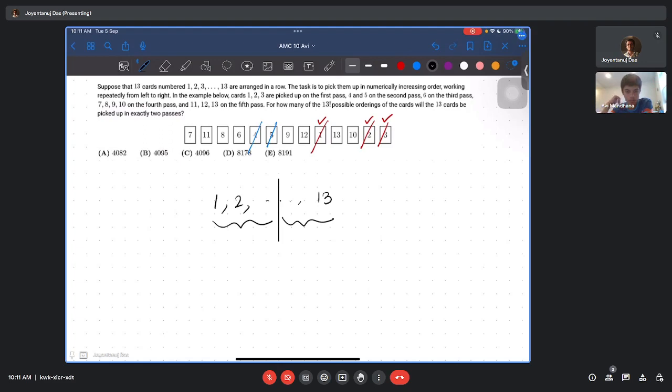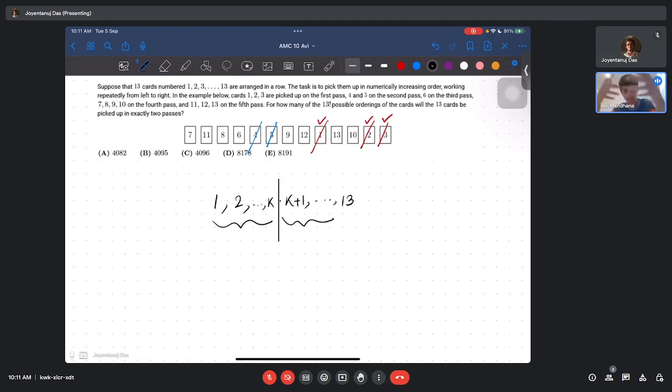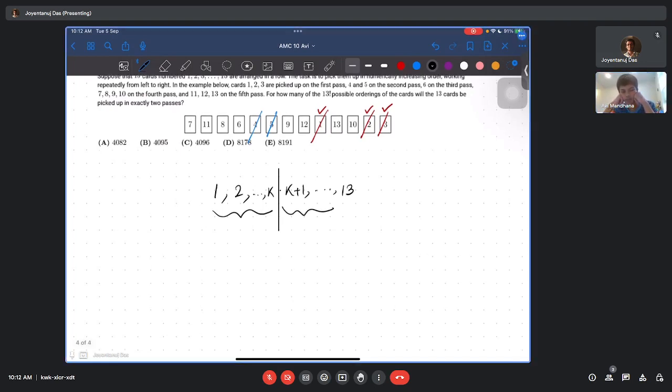Suppose I break at k, and the second part starts from k plus 1 up to 13, right? But these numbers are intertwined in the arranging. Yes, they are intertwined in the arrangement, but this is not my arrangement. This is the way I want to choose.